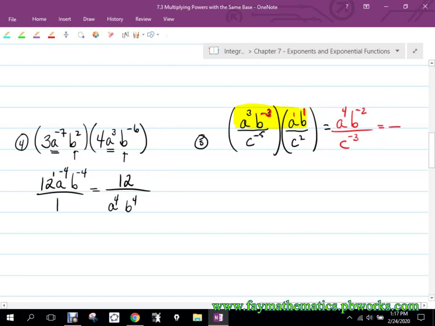Okay? Now, we don't like negatives, right? So A to the fourth, is that positive? So it stays put, right? B to the negative 2 goes to the bottom. Now C to the negative 3, because it starts negative in the bottom, it's going to move to the top and become positive. So wherever they are negative, they are going to switch to the opposite side of the division sign.